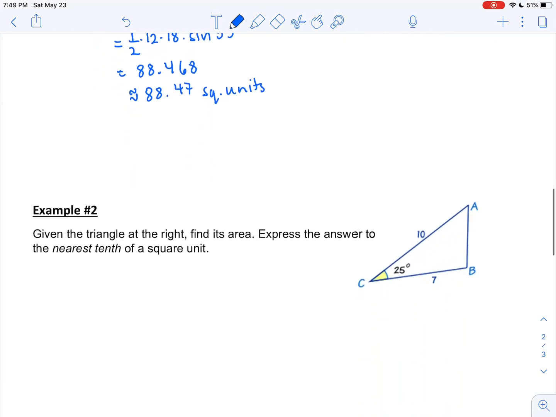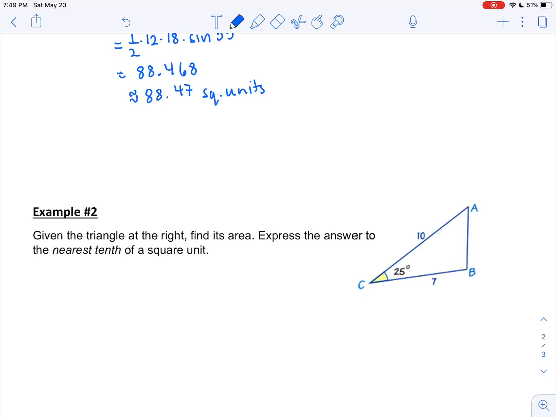In example 2, you're given the triangle at the right, find its area, express the answer to the nearest tenth of a square unit. So you have a side, you have another side, and you have the angle included in between. So once again, the formula would be the two given sides, 7 and 10, and then the included angle in between, we would take sine of that angle, so sine of 25 degrees. So if we simplify that out, round it to the nearest tenth, that would be 14.8.